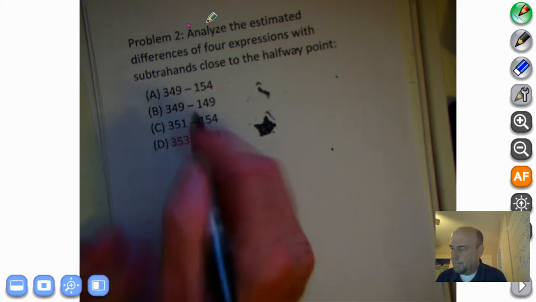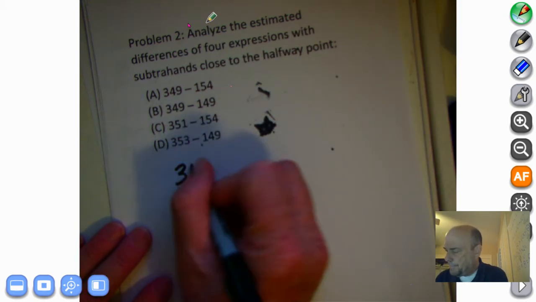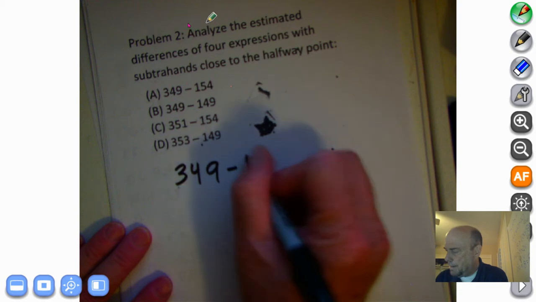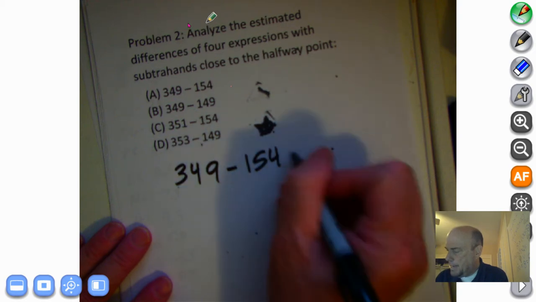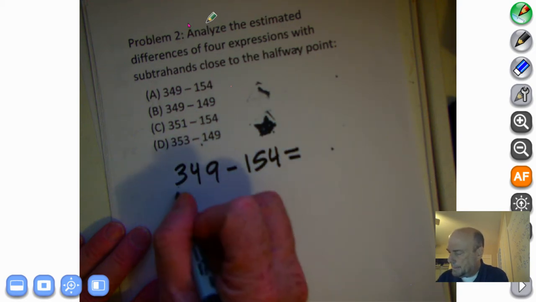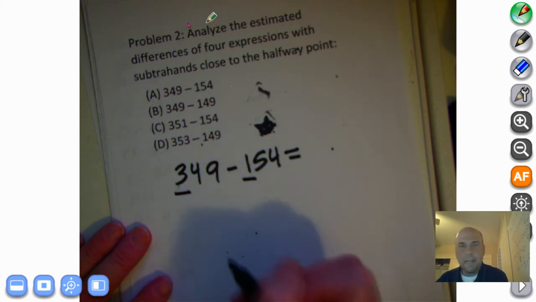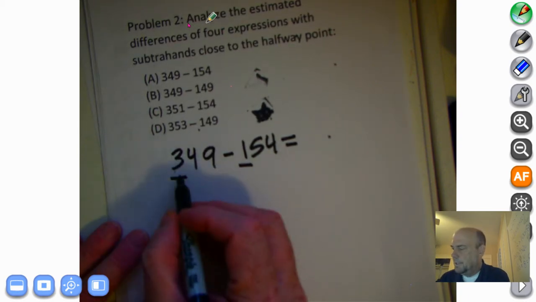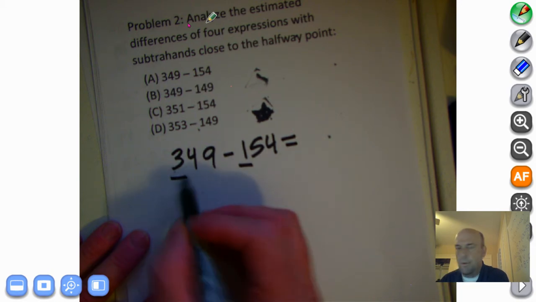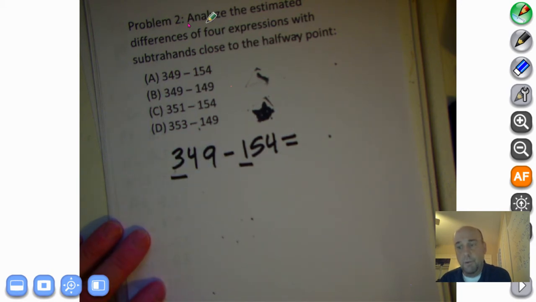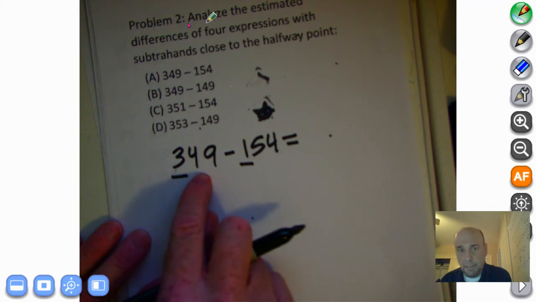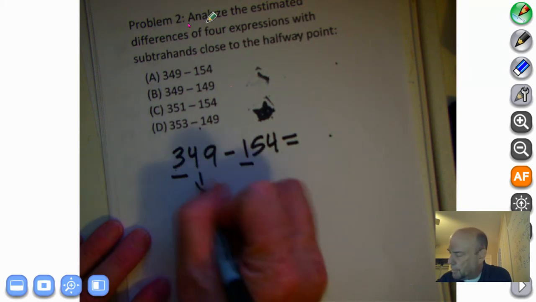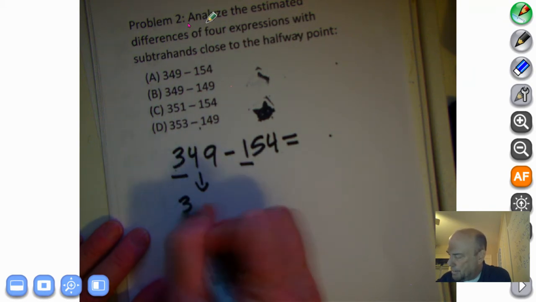All right, let's start off with 349 minus 154. What I'd like you to do is estimate to the nearest hundred and then do the actual. Maybe I'll do the first one with you. Is this closer to 300 or 400? If you remember, the halfway point between 300 and 400 is 350. This is less than 350, so we're going to go down to 300.